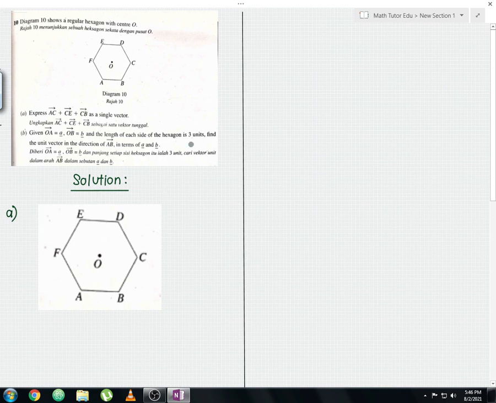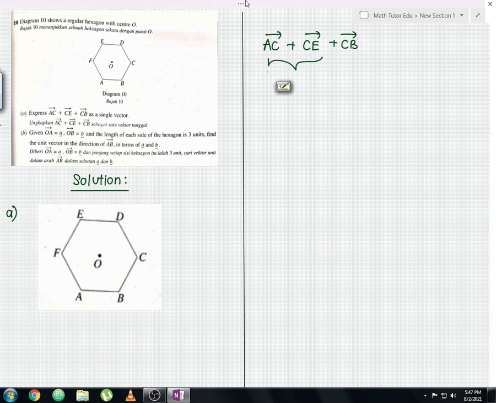Okay, let me proceed the working over the side where the question asks us to express vector AC plus vector CE plus vector CB as a single vector. So the first step, we're going to add these two vectors, which is vector AC and then vector CE first. Vector CB we will add later on, but for now we will add these two first. So this vector AC in the hexagon diagram is this one, and vector CE is over this one.